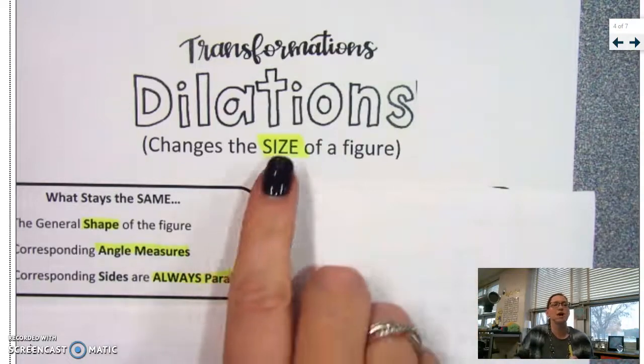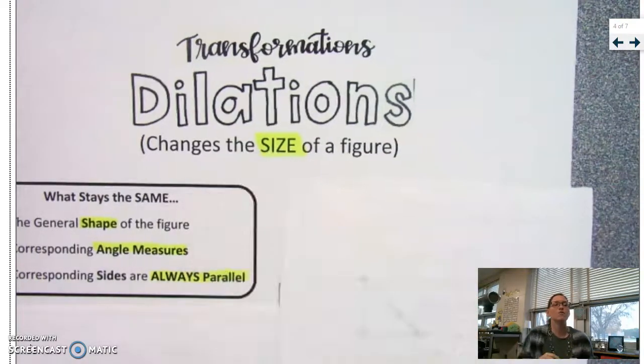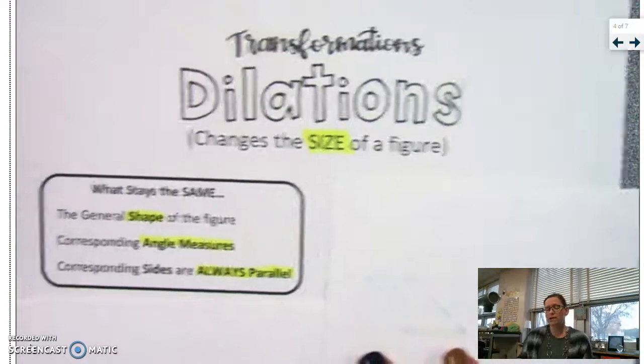You'll see that all these little highlighted words are the words that you're going to be writing into your notes, some of the most important phrases as you fill in your interactive notebook anchor chart. All right, so let's continue on.